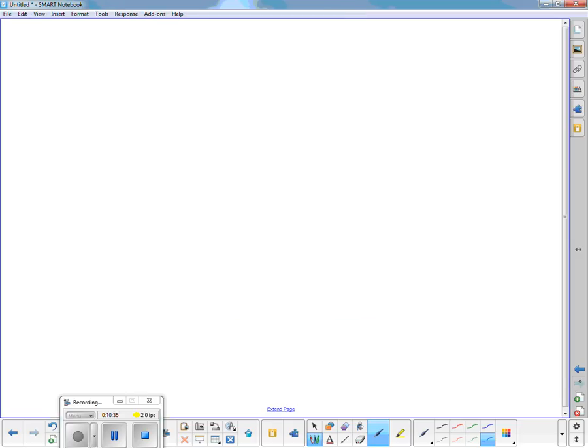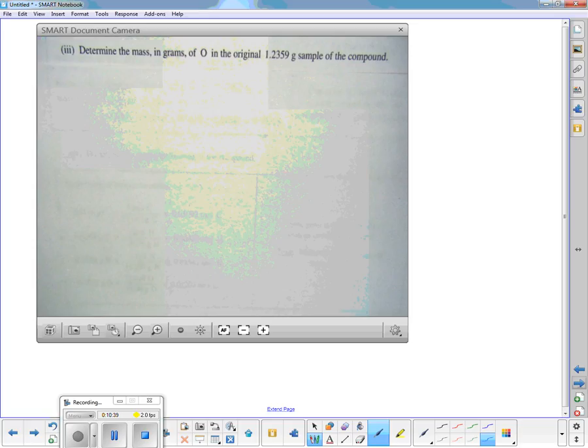Okay, we're going on to the next part. Determine the mass of oxygen in the original compound. So we can do it one of 2 ways. We figured out the carbon. We figured out the nitrogen. We were given the hydrogen. So we can subtract all those from the beginning sample to find the mass of oxygen, or we can take the CO2 and convert it into grams of oxygen.